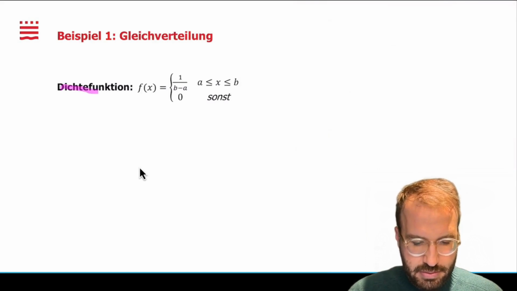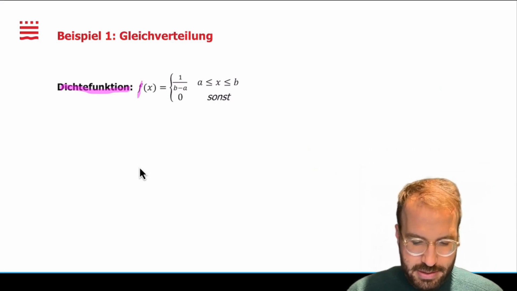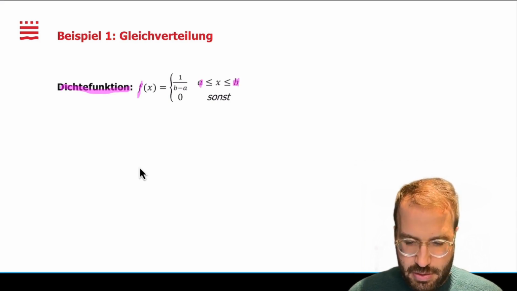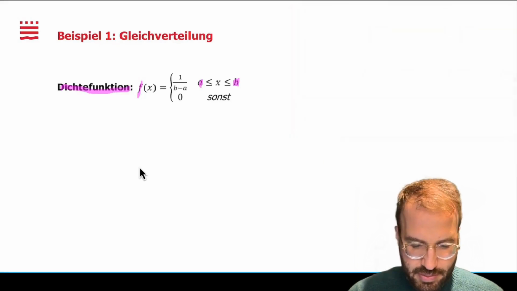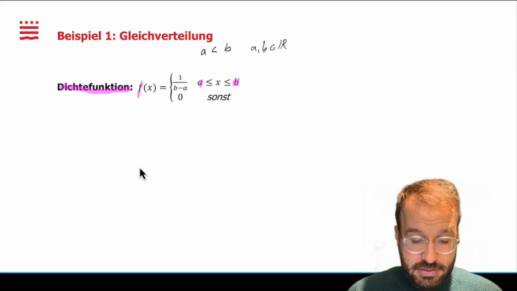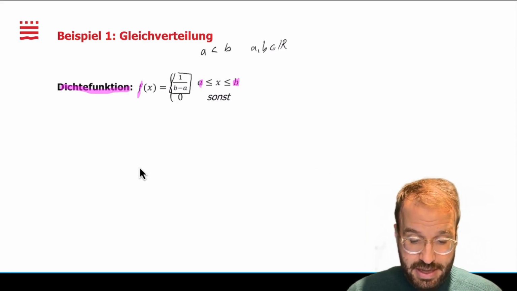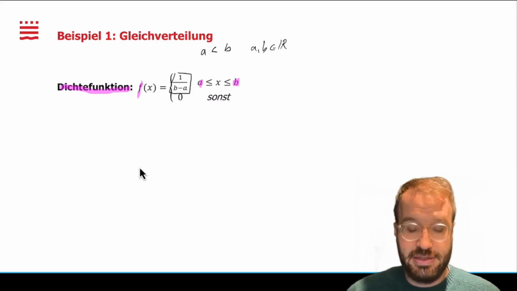The density function is given as f of x, which is what we need to integrate. It is defined piecewise, and above all, it is for the interval from a to b, where I should perhaps add that a is less than b, and both are real numbers. And the density function has the constant value of 1 divided by b minus a, and otherwise, outside of this interval, the density function is 0.